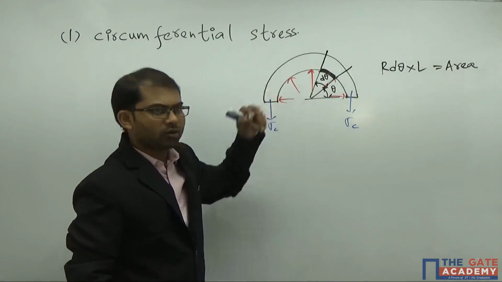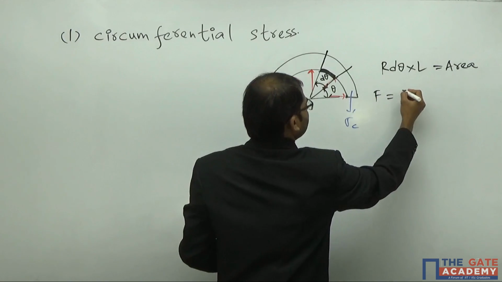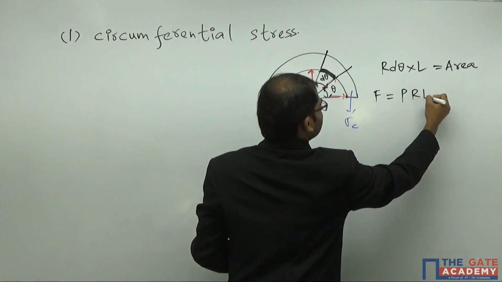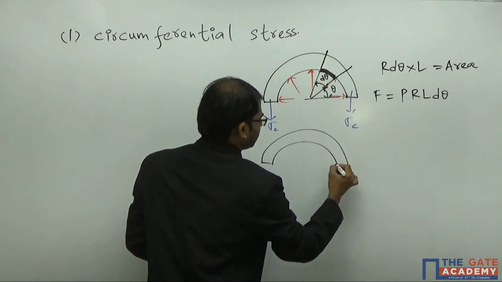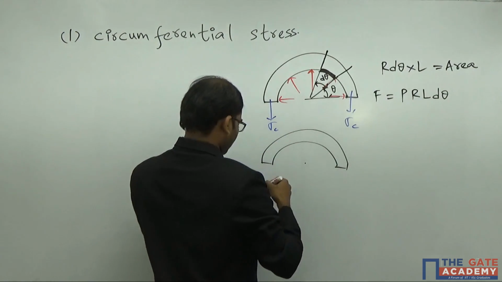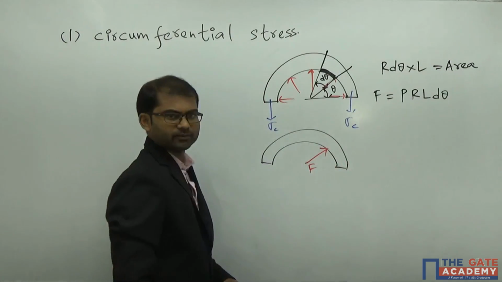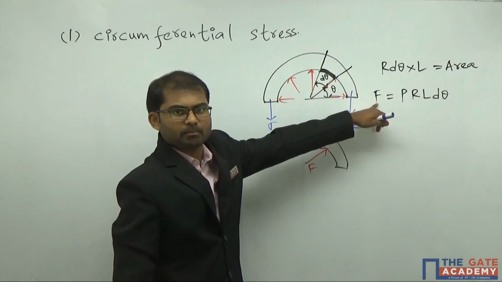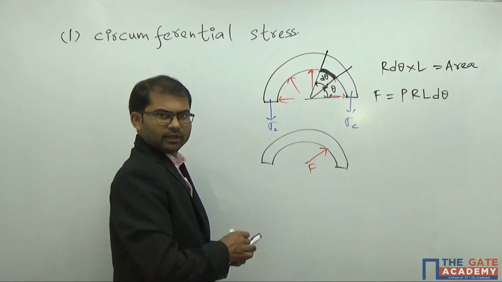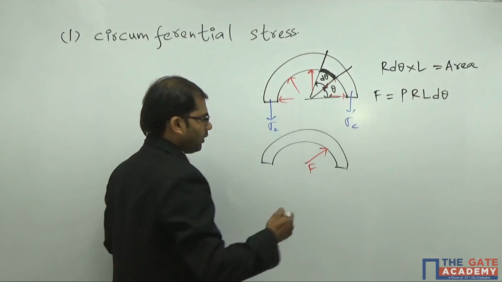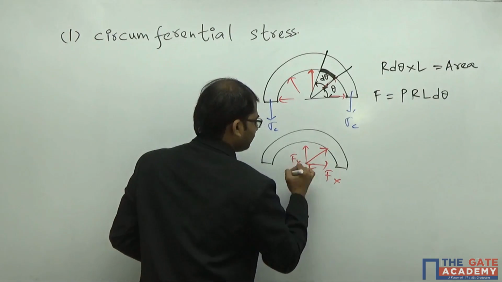The pressure is acting on this area. So the force induced is given by pressure into r into length into d theta. I can show you the application of force in this diagram here. The force is acting in this way, like this, and the magnitude of force is given by P R L d theta here. Now this force has components. One is along the x direction, Fx, the other is along the y direction, Fy.